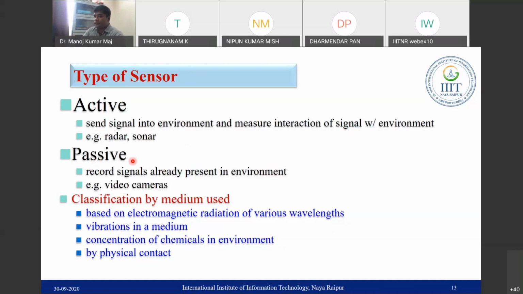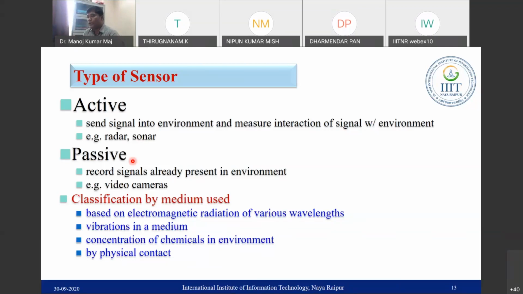In the case of the passive type, we can only sense from the environment. Whatever is happening in the environment, we can just record it or sense the signal from the environment. But with passive devices, it is very hard to send a signal into the environment. As an example, we can have a video camera. Using the video camera, we can only record our environmental happenings or environmental signals.